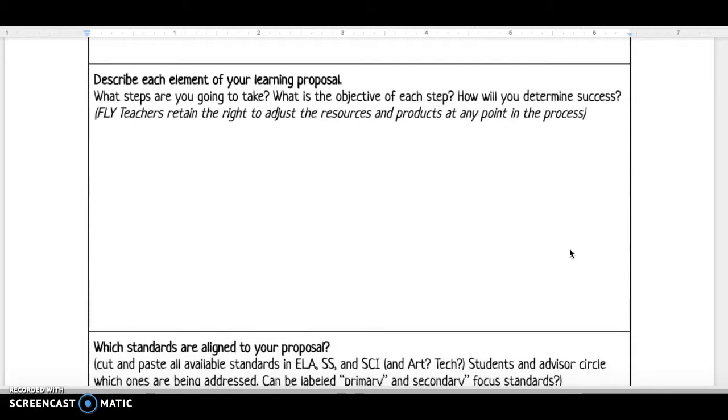Then it asks you to describe each element of your learning proposal. So what steps are you going to take? What is the objective of each step? And how will you determine success? So that's like, what are you going to do?